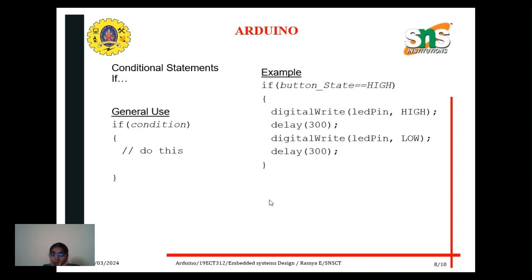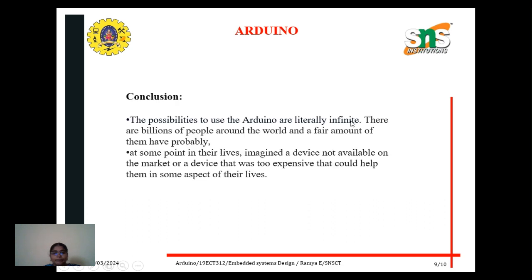So in this, we can use the example of a conditional format. We are going to use if else conditions. If button state is HIGH, digitalWrite LED pin HIGH, delay 300, digitalWrite LED pin LOW. Here we are using an if else condition to turn the light on and off.